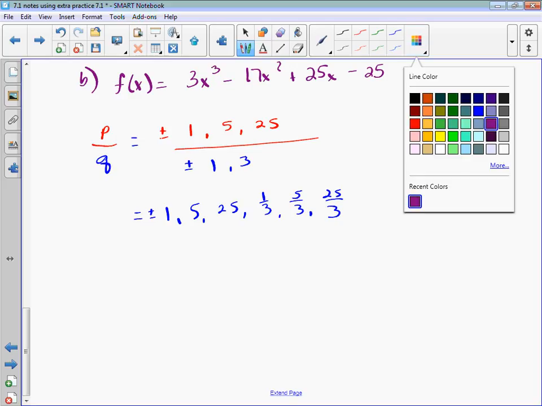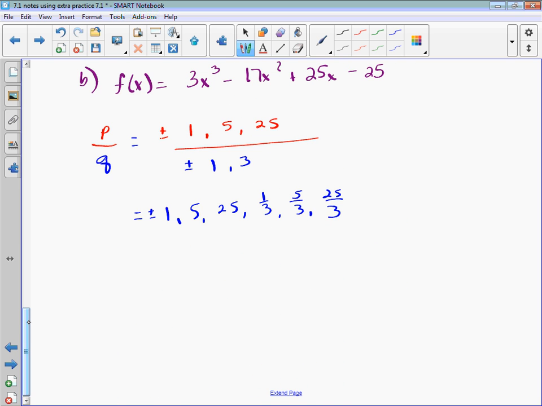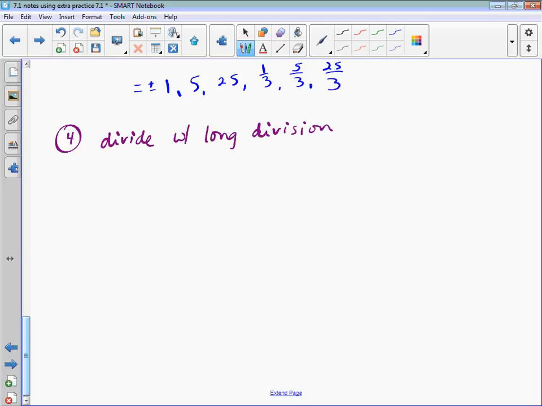Let's try. All right, we are going to divide with long division. So we've got 6x cubed minus 2x squared minus 16x minus 8 divided by 2x minus 4.